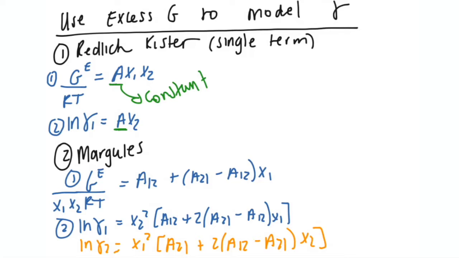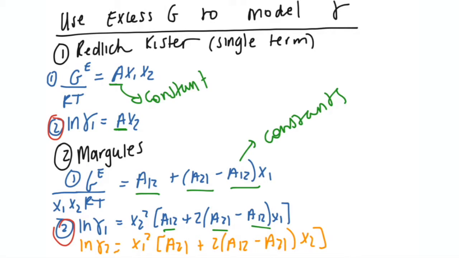The next fit function I'm going to show you is the Margules. Here, the first thing you're going to find is the excess Gibbs over x1 x2 RT equal to A12 plus (A21 minus A12) x1. Again, these A's are all constants, and they will be used for equation number 2 below to fill in here. For both the Redlich Kister and the Margules, what I've written for number 1 is the first thing we're going to find, and then we're going to use those constants for equation 2, this equation 2 and this equation 2, to write our correlation for gamma.